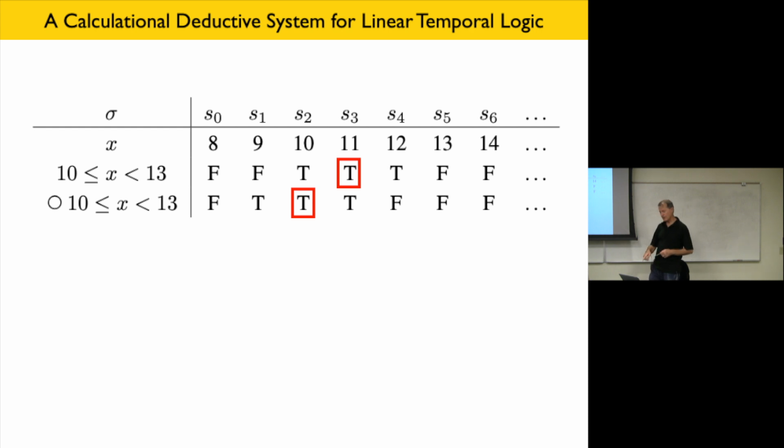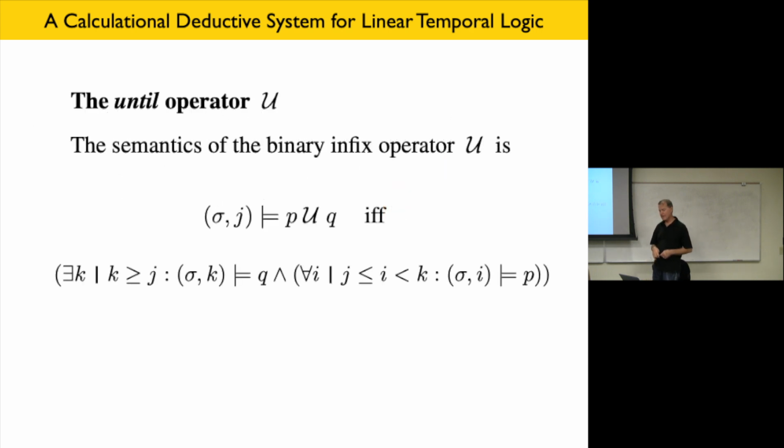And why is it true here? Why is it true in state S2? Because it's true in S3. But what about this? It's true here because it's true here, right? Is everybody with me on what next means? Okay? And here, false, false, right? Are we good? So that's what that means. Now, so that's our unary operator.